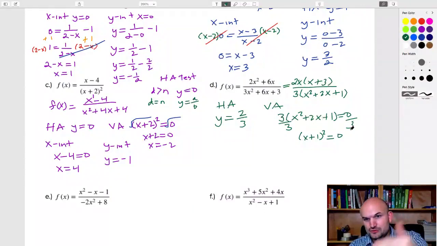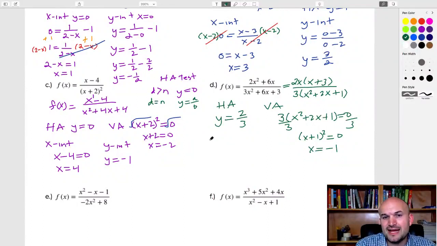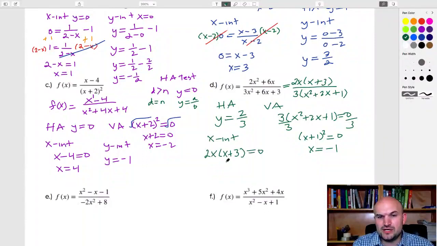And then again, I can take the square root of both sides, subtract 1, x is equal to negative 1. Now to find the x-intercepts, again, I'm just going to set my numerator equal to 0, which I already did. That already factored it, so why don't I just take the factored form rather than refactoring it, doing that extra work? So I'll have 2x times x plus 3 is equal to 0. I can now apply the zero product property, and therefore I will get x is equal to 0 and x is equal to negative 3. Again, when you set 2x equal to 0, you'll divide by 2, which still gets x is equal to 0.